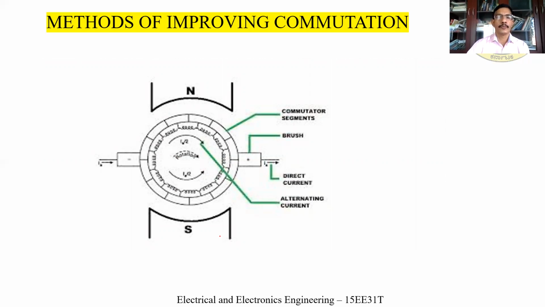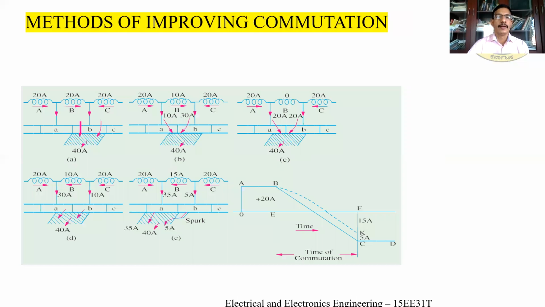The diagram helps to understand the commutator and armature winding. This is the armature winding, commutator segment, field poles north and south, and brushes. It collects the current from the commutator, EMF induced from the armature winding. This diagram we also studied during the commutation process.